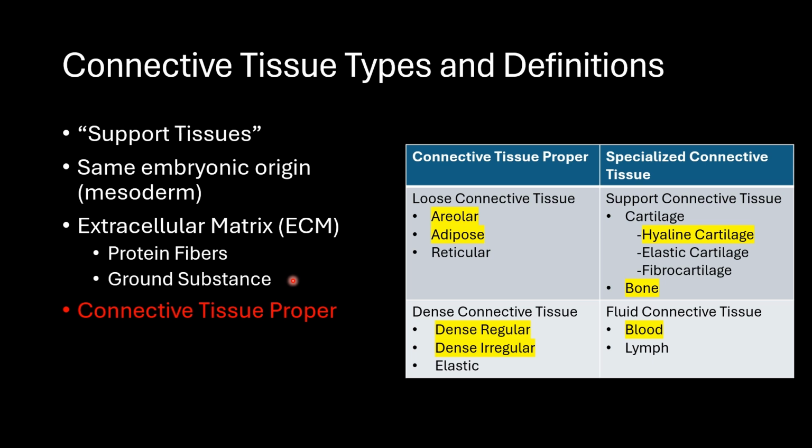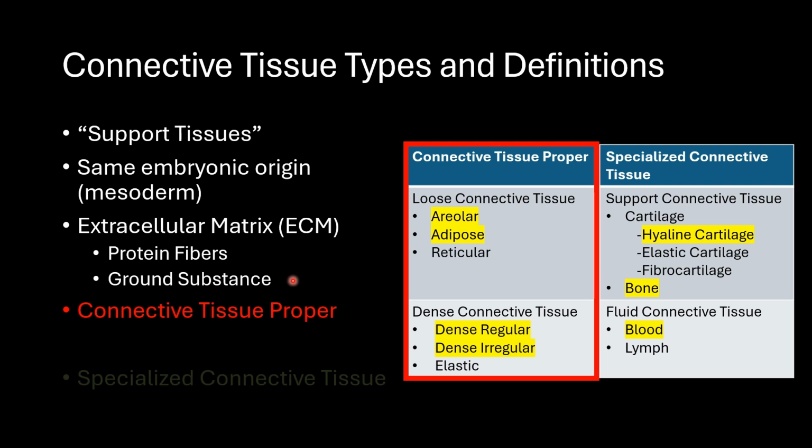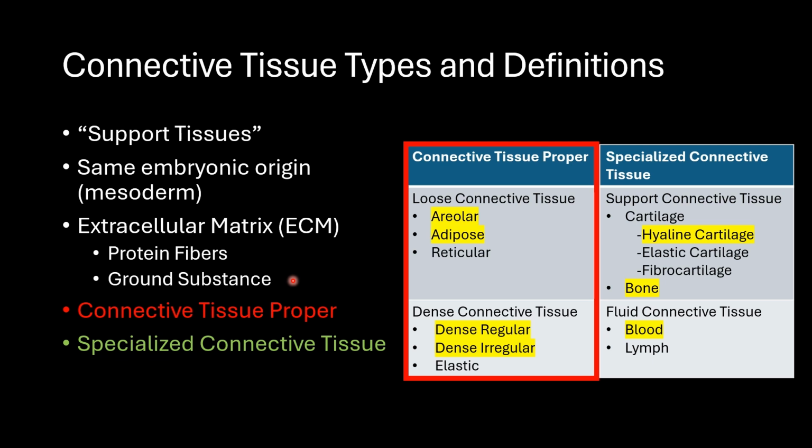Now, we're going to divide this video into two parts. The first half is dedicated to connective tissue proper, referring to authentic or more genuine. The second half, we're going to deal with specialized connective tissues. Technically, we can further subdivide these into support connective tissues and fluid connective tissues, but they're classically considered specialized connective tissues. Now, the ones highlighted here in yellow are the ones that we're going to look at in this video.